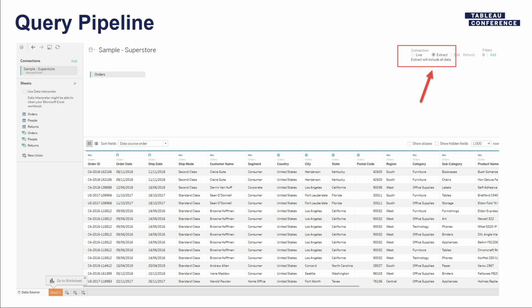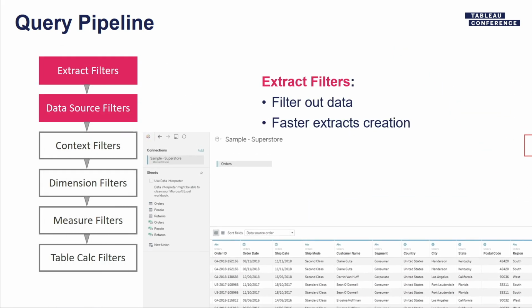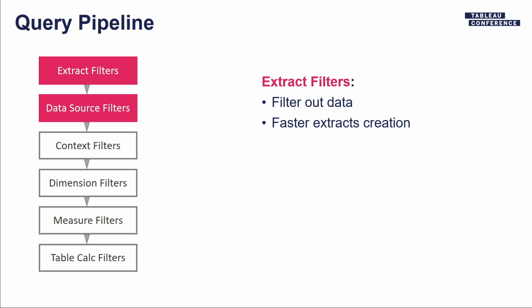If I decide to build an extract, I'm bringing data in memory. So I'm doing a snapshot of my data set, and I'm creating this table with the Tableau data engine called Hyper. So let's go back to our filters. Right now, we're going to focus on the extract filter.